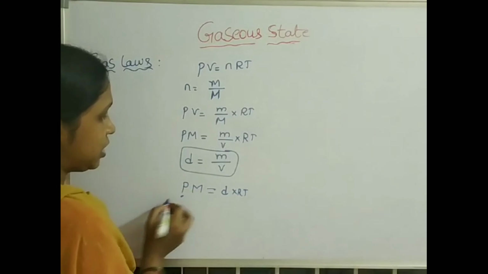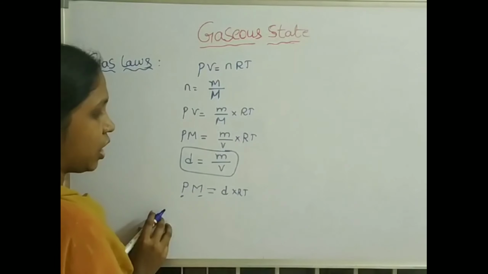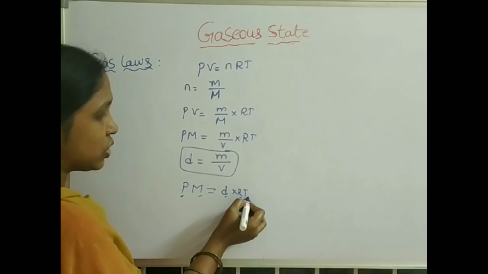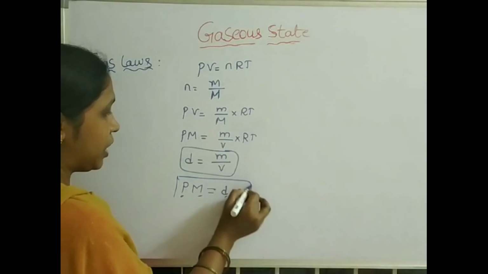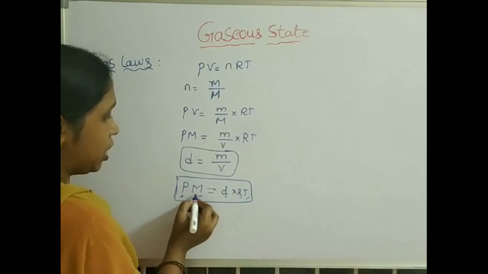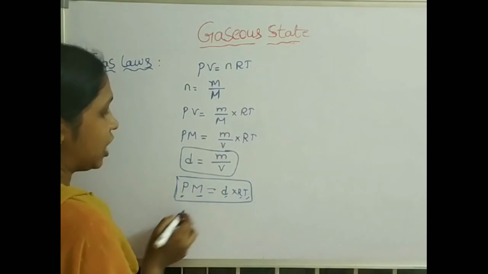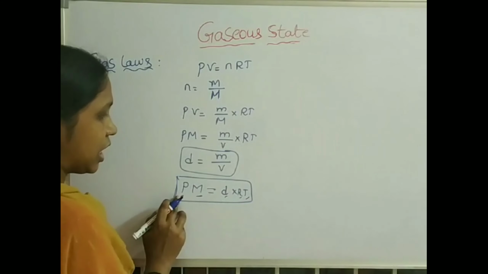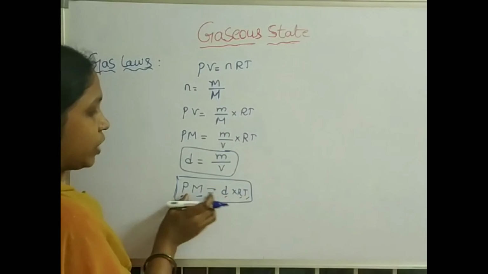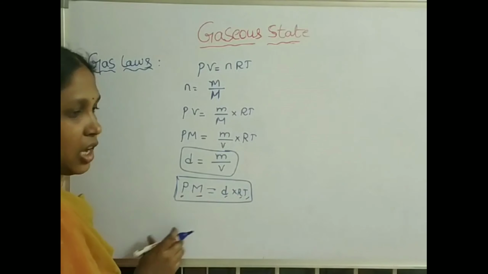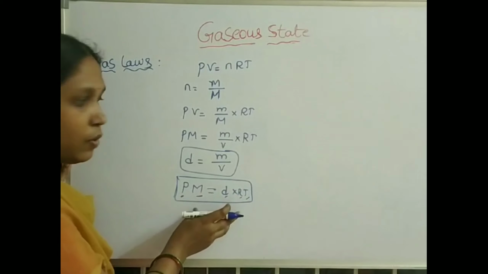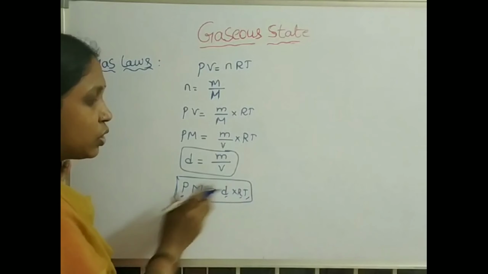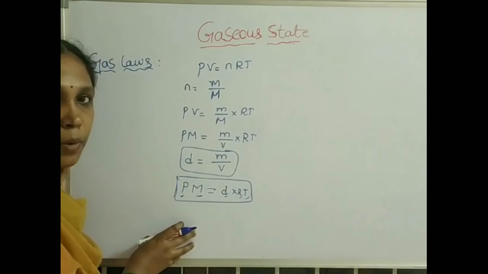Here P is the pressure of the gas, M is the molecular weight of the gas, D is the density of the gas, R is the universal gas constant, and T is the temperature. By using these relations, you can readily calculate the molecular weight of an unknown gas. If you know the density of the gas and the conditions, pressure and temperature, the calculation of molecular weight is very easy. For calculating an unknown gas's molecular weight, we will use the PM = dRT formula.